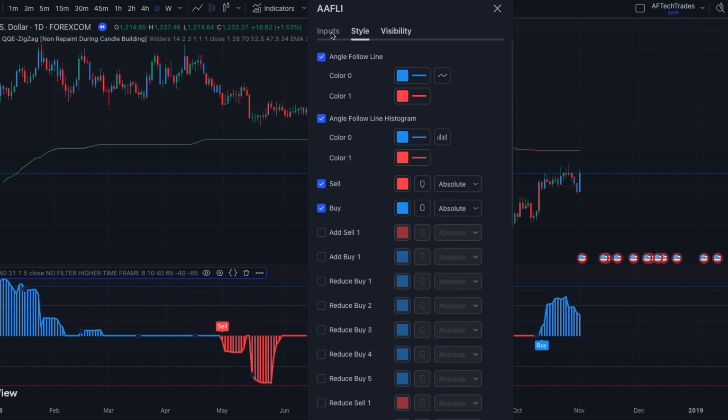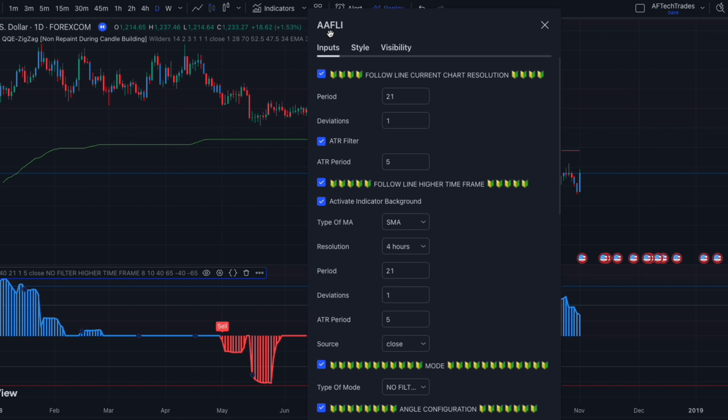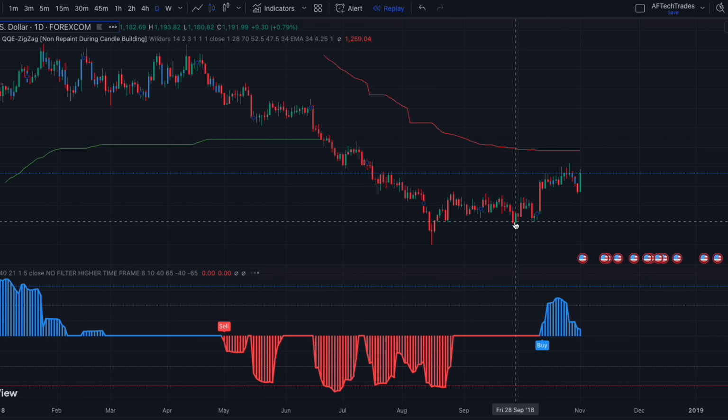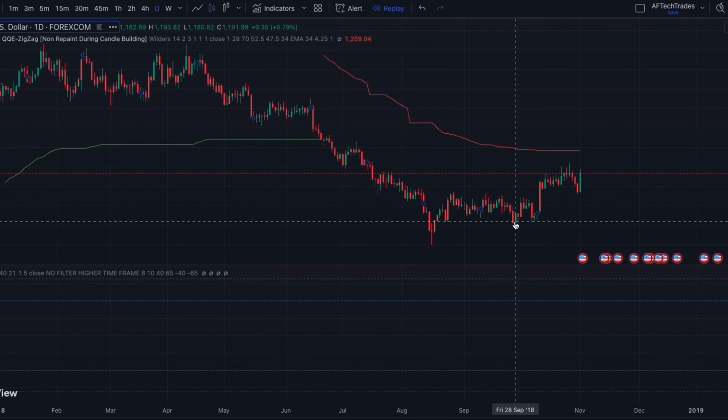So now let's go to inputs. On the input side, on the period, you change it to 23. On the ATR, change it to 7. So you click on OK. So we are done with the settings. Now let's talk about the strategy behind this. How do we trade this strategy to maximize our profits.